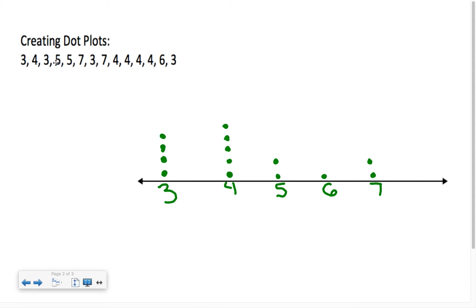where all the numbers are spread out and we don't know how many of each there are. So using a dot plot can really help us with our data.